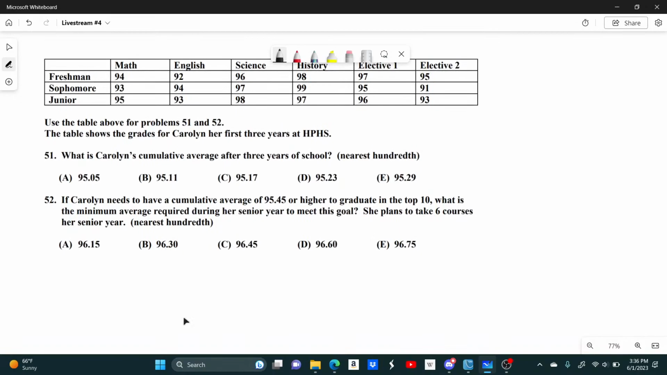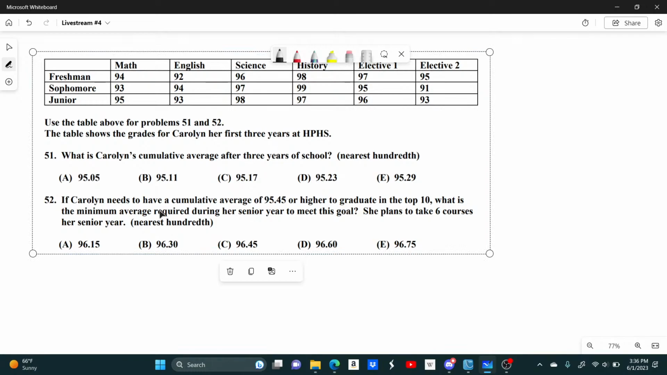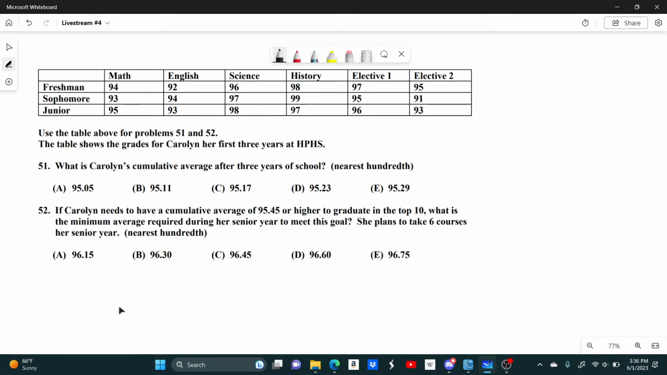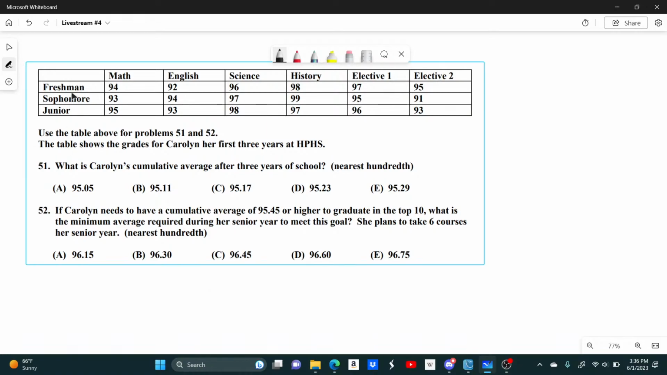Use the table above for problems 51 and 52. It says the table shows the grades for Carolyn her first 3 years at Highland Park. Oh, I guess my brain just translated that. I guess it just says HP. My brain just translated it to Highland Park. Anyway, so these are your grades. Like your freshman year, this is what you got in all your classes. Your sophomore and junior. It says, what is Carolyn's cumulative average after 3 years of school?